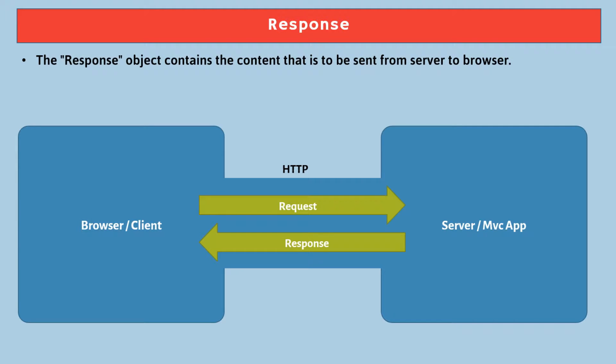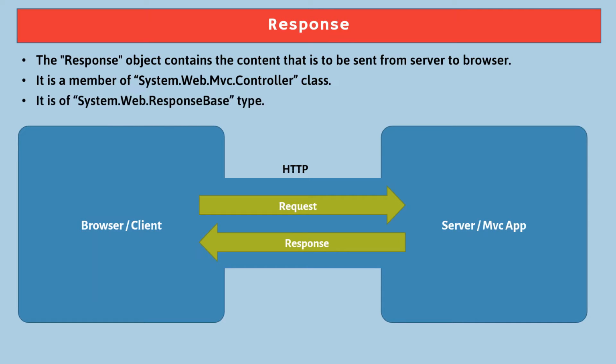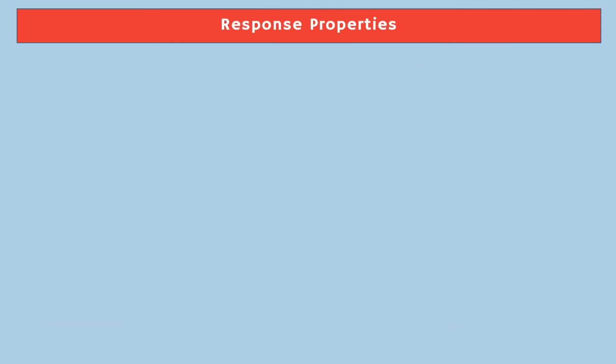The response object is a member of the System.Web.Mvc.Controller class, which is the common parent class for all the controllers. So the response object is by default available in all the controllers. The type of the response object is System.Web.HttpResponseBase class. Let's understand the properties and methods of the response object.